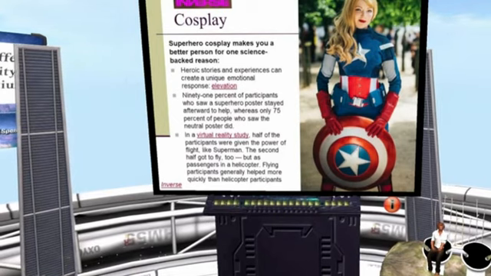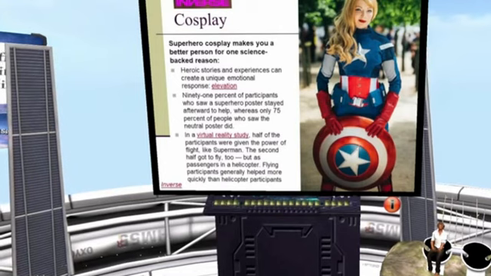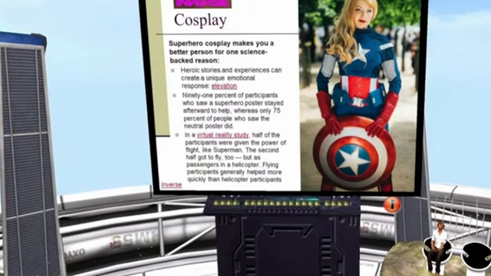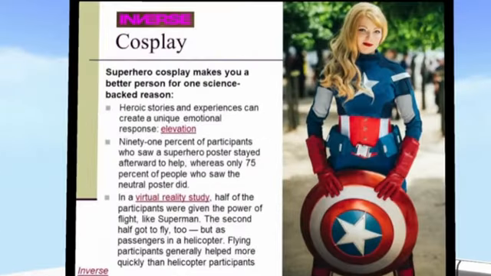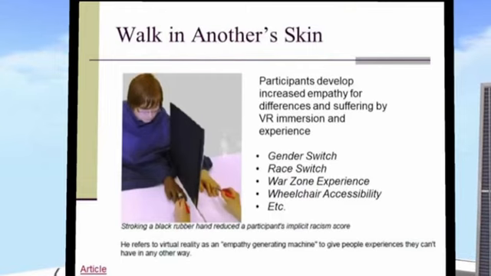For example, they did a virtual reality study, and those who were given the power of flight like a superhero were significantly more likely to be helpful than those who simply got to fly around as a passenger in a helicopter. They got to feel a little bit how a superhero feels in flight. And that's what elevation is about. A very interesting article here, if you'd like to check on that.